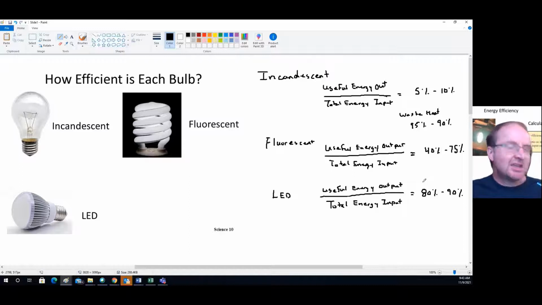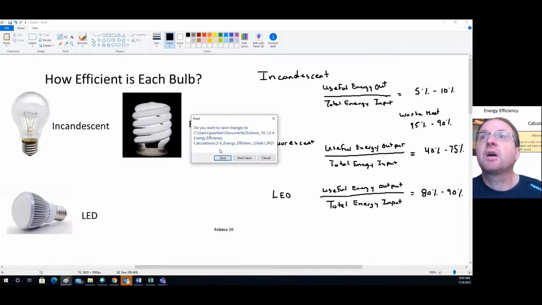Each time energy is transferred, and think about what kind of energy is coming in, we have electrical energy coming into these, and each time energy is transferred from one form to another, energy is always lost as heat. There are actually two laws of the universe, the laws of thermodynamics, that we're going to take a look at, and you definitely need to know these two laws.